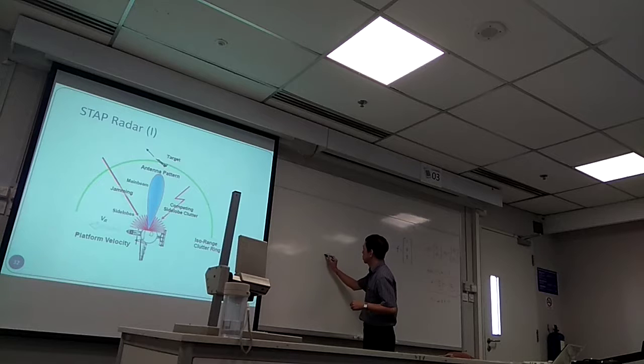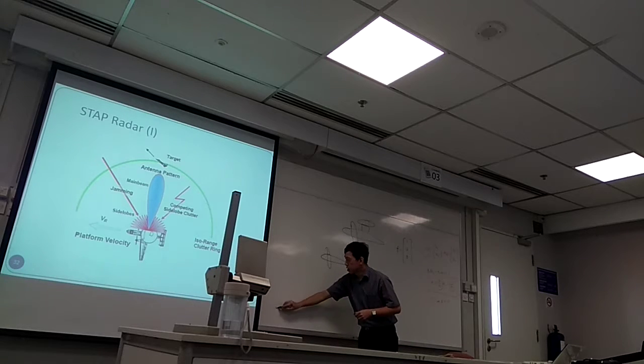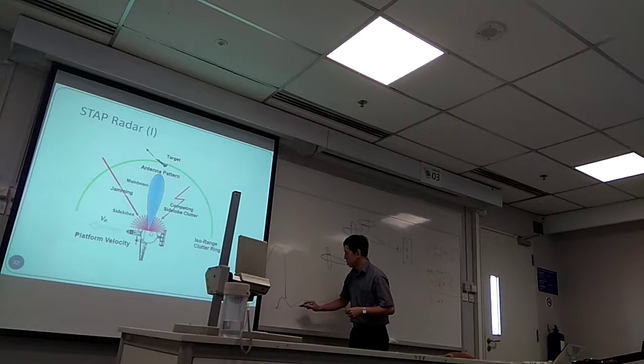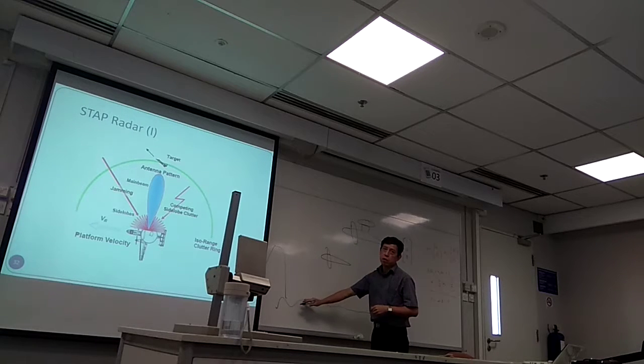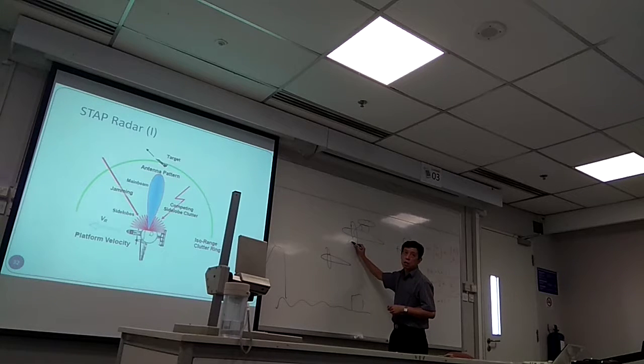So you have a flying object and you are up here. So you have your antenna array here, right? And on the ground, you have mountain, you have sea, you have lake, right? You have buildings. So if you emit a signal, what happens?